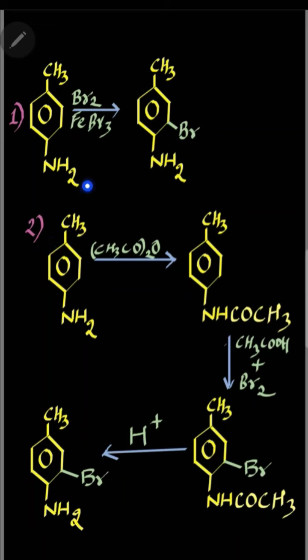Why? What is the reason? In the first reaction, this NH2 is actually quite an activating group. It will donate electron density to the benzene ring through resonance and activate this benzene ring for electrophilic substitution more rapidly, and uncontrolled bromination will take place. You will not get this particular product only, but you will get the dibromo substituted product or the tribromo substituted product, right? Because this NH2 is a very good activator.